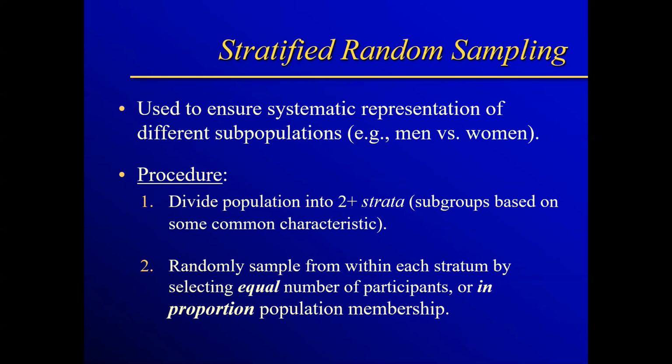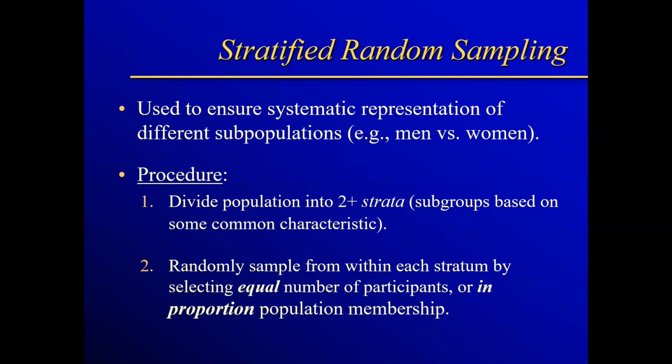So let's say I want to know gender differences, or I just want to make sure that I have an equal number of males and females. Well, I divide my population into 2 strata. So I have my list of WVU students and I separate them into males and females. Then I randomly sample from each stratum, or each category or group, by selecting an equal number of participants or in proportion to population membership, which we'll get to in the next slide.